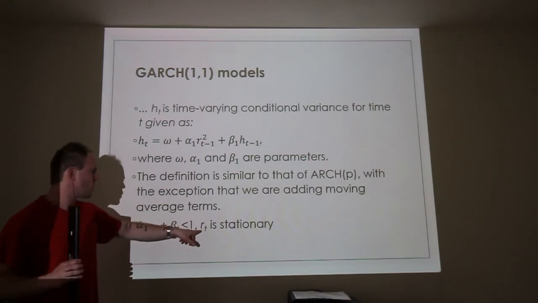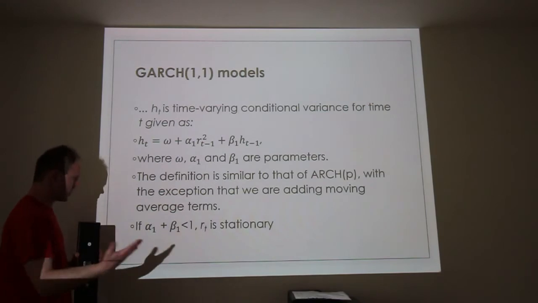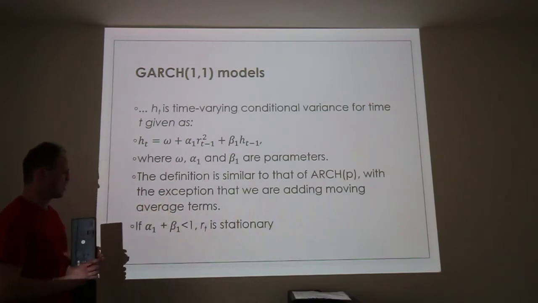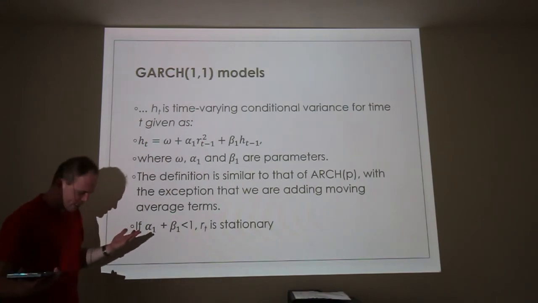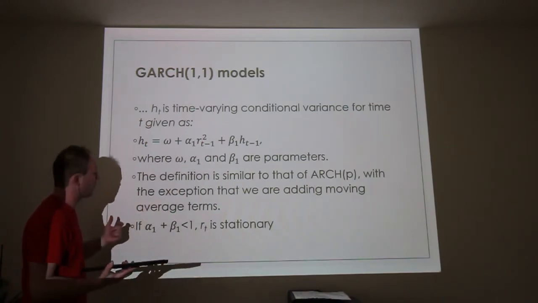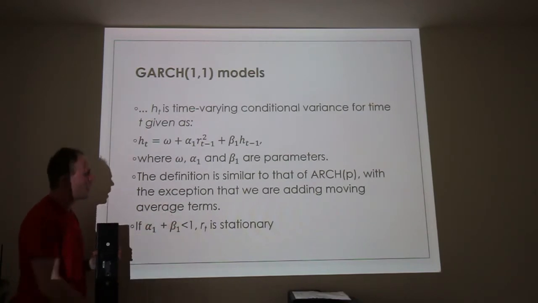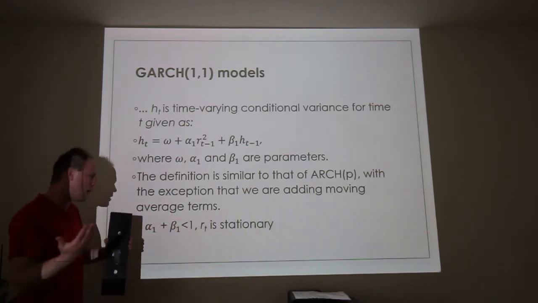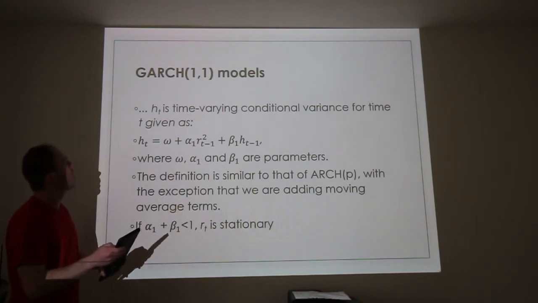If alpha 1 plus beta 1 is smaller than 1, the series of logarithms is stationary. This is the condition, and in the case of a model, if you see the result from regression analysis and you calculate the summation of alpha 1 and beta 1, and the result is smaller than 1, logarithms are stationary.